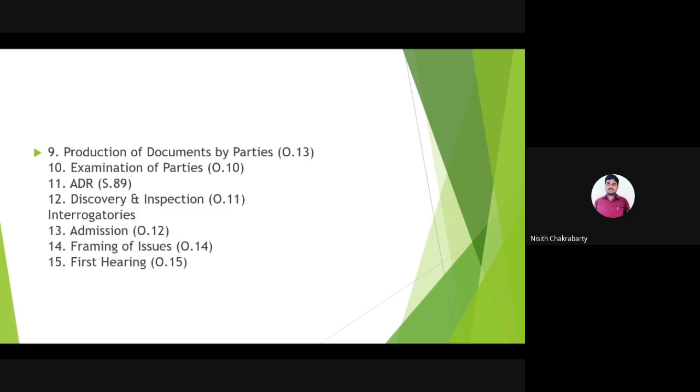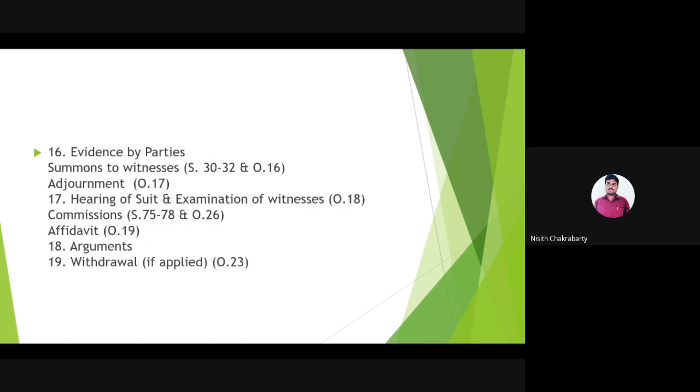After that, if there is no admission, or if there was any admission, removing all those parts, whatever the points of dispute or points of controversies are there, those are called issues. Those will be framed by the court. So framing of issues. Framing of issues has been dealt under order 40. Then comes first hearing. Then court will fix the dates for hearing and hear the parties. Order 15 deals with that.